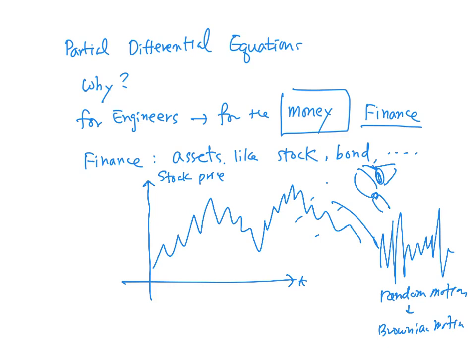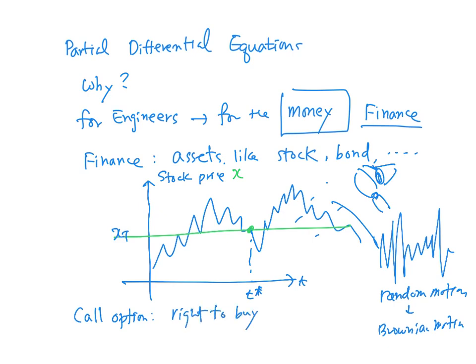So there is another way of risk management: set some price, say this is some price called, say, X. You want to say X at T star. So one way of reducing the risk is having a call option. It's a right to buy an asset or stock at a striking price of C at time T star. This time is called the maturation date.